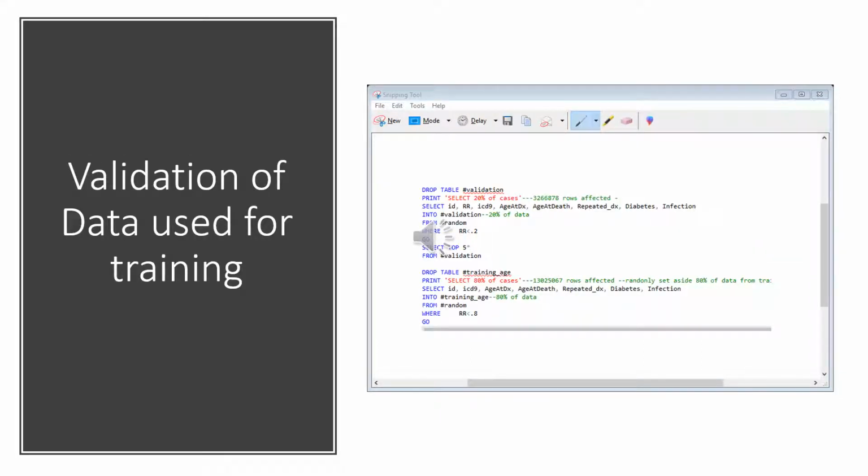Dr. Alemi defines the process of cross-validation as randomly setting aside data for the purpose of checking the validity of the model. This slide represents the SQL code for splitting your data into a training set, including 80% of your data, and a validation set that includes 20% of your data.